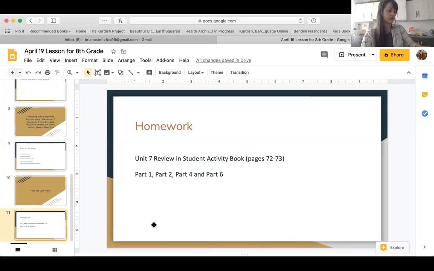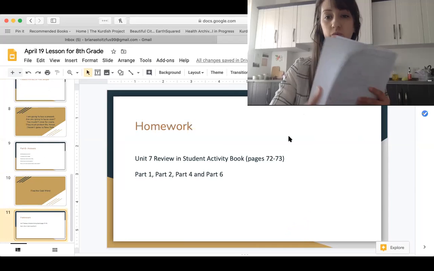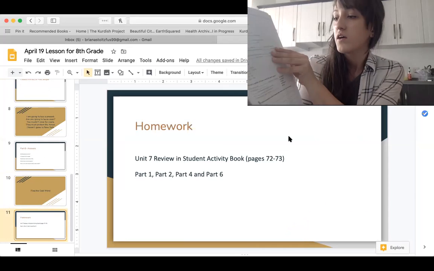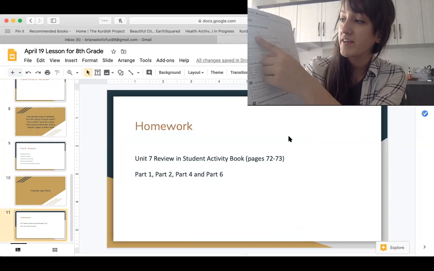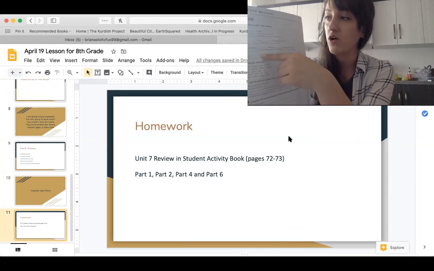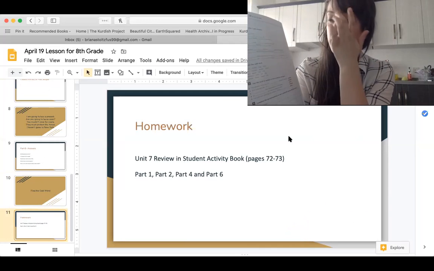And for homework, you can also do your activity book, Unit 7 review, pages 72 and 73 in your student activity book. Part 1, 2, 4, and 6. So in part 1, you will put the correct word in these spaces. They're all words that you learned from Unit 7.